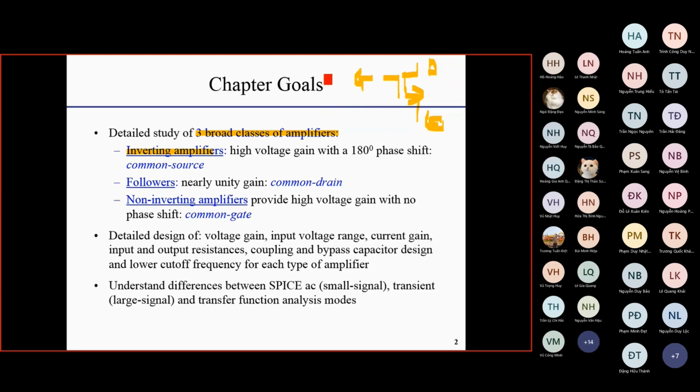So the BJT is here: emitter, collector, and base. For the BJT, if the input signal is fed to the base and the output signal is taken from the collector, then we have a common emitter. Here it's very similar. If the input signal is fed to the gate and the output signal is taken from the drain, then we have a common source. So it's an inverting amplifier.